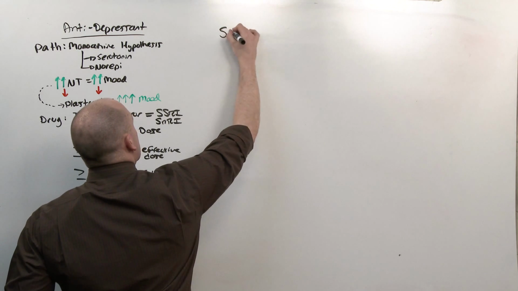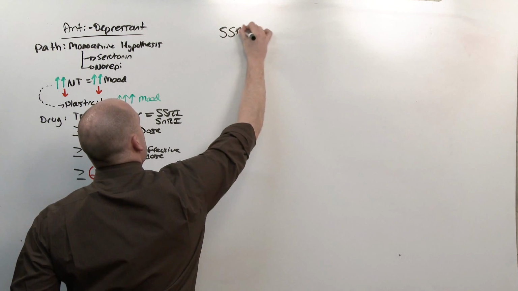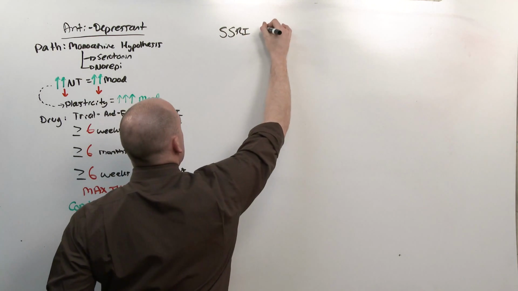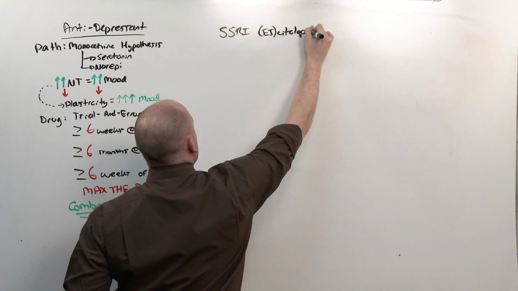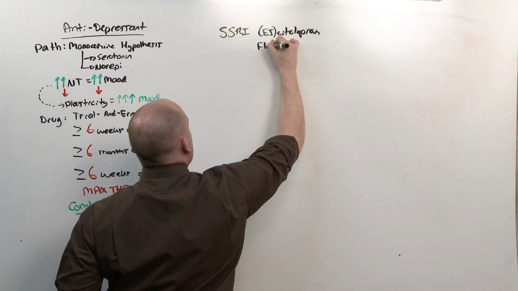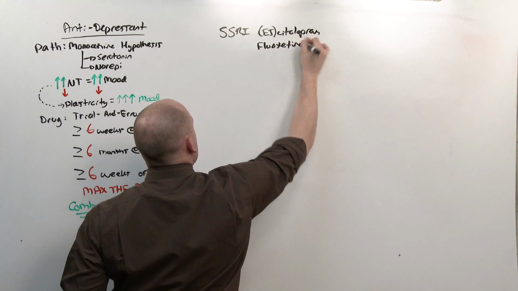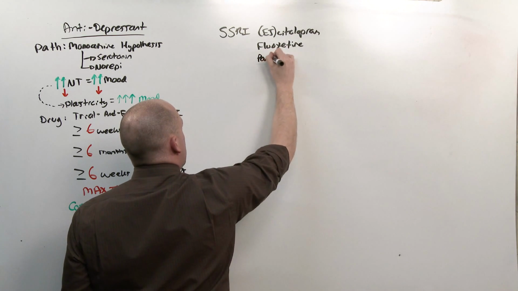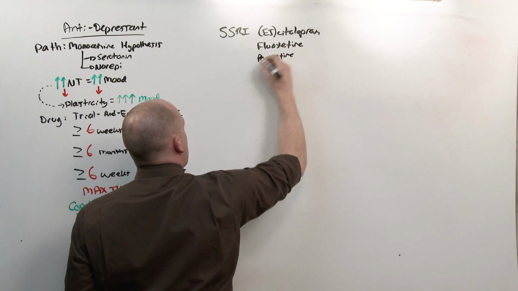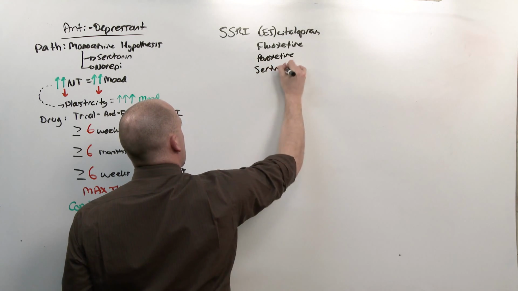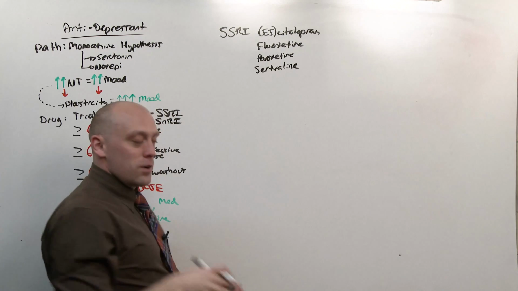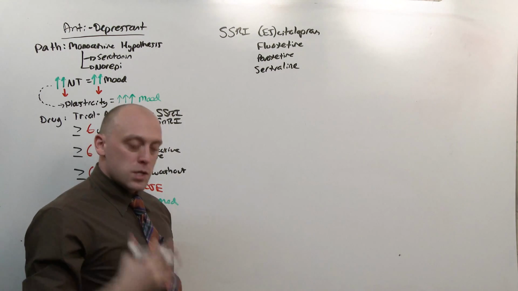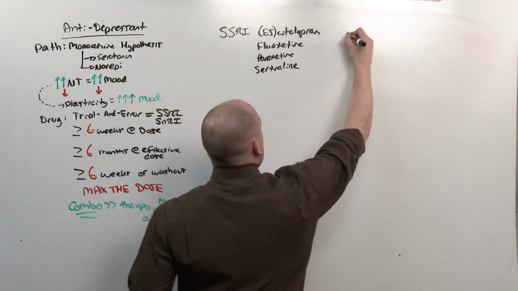The first class is the selective serotonin reuptake inhibitors, the SSRIs. And when I say SSRI, I think of S-citalopram, fluoxetine, paroxetine, and sertraline. The SSRIs, they all have various side effect profiles, but the thing you should take away is sexual dysfunction.